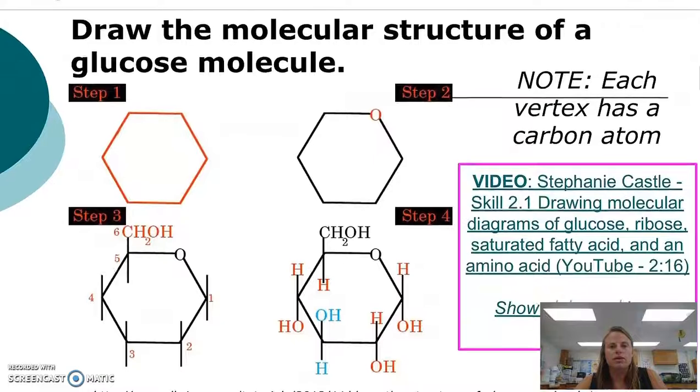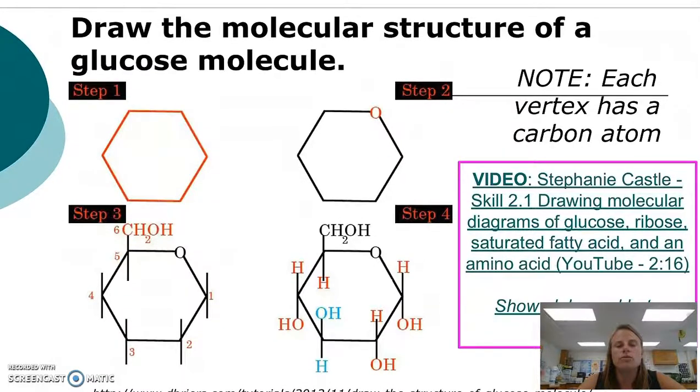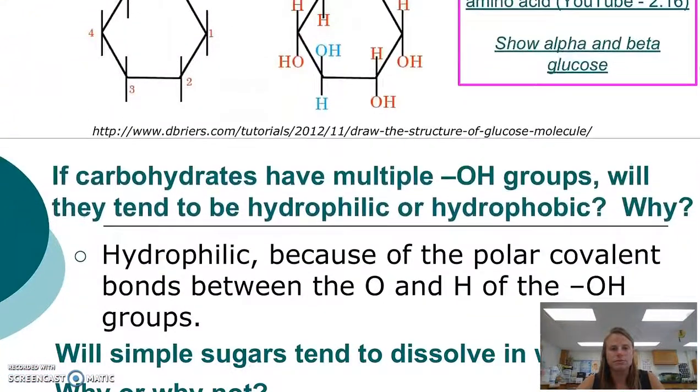Here we can draw the molecular structure of a glucose molecule. Remember, glucose is going to have one ring because it's a monosaccharide. You put an oxygen in the corner, and remember, at each one of these vertices, you're going to have a carbon, and then your 6th carbon is up here. All right. This video by Stephanie Castle is an excellent video that shows you step by step how to draw a glucose molecule.